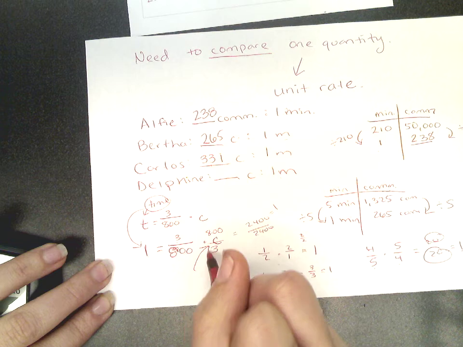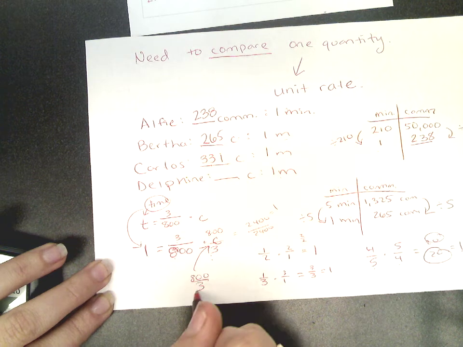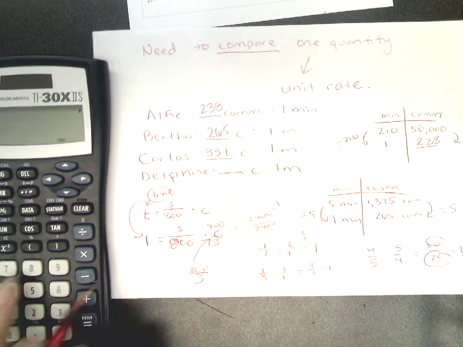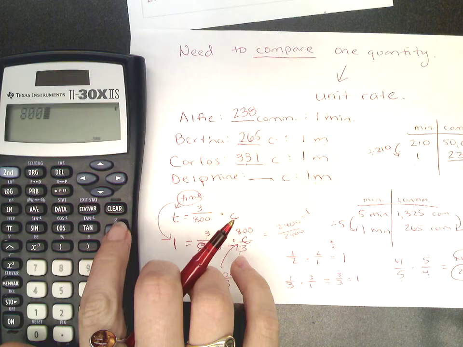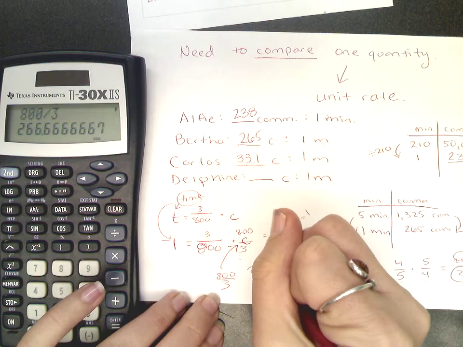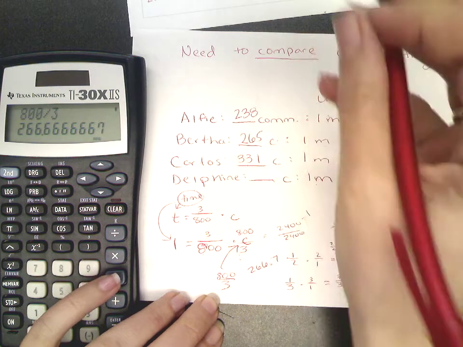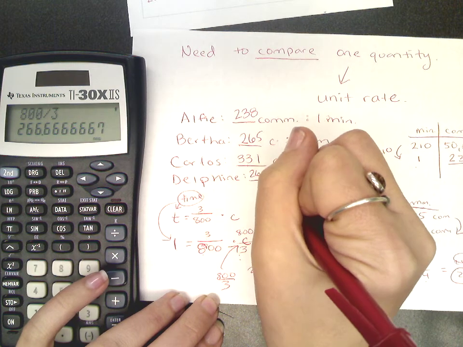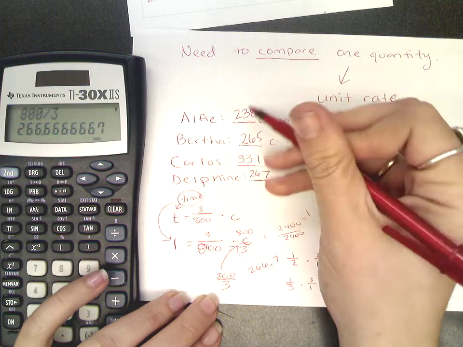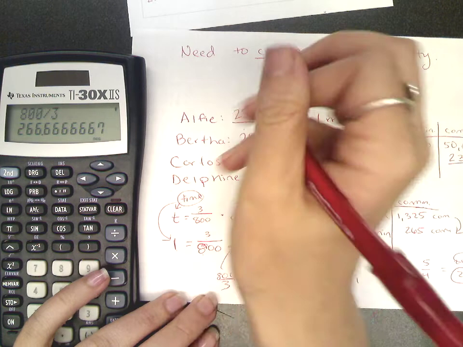So C would be the reciprocal of 3/800, or 800 divided by 3. 800 divided by 3 is 266.6 repeating, or 0.7. We can round that to 267 and say, well, Alfie loses.